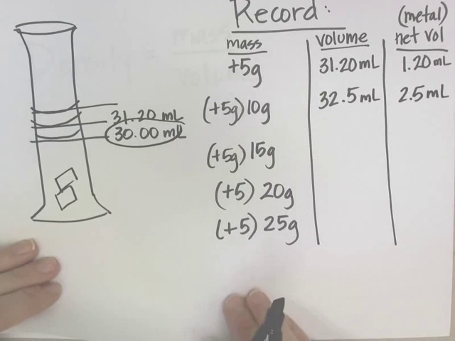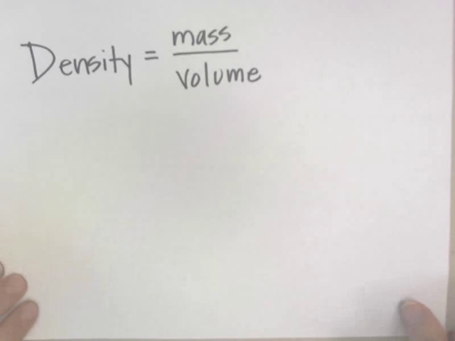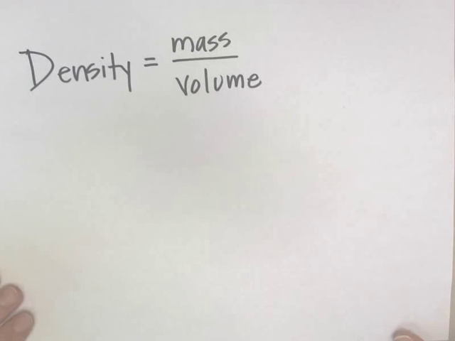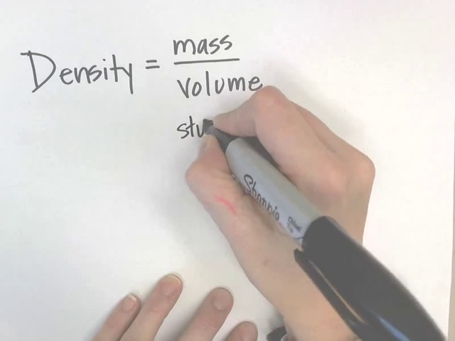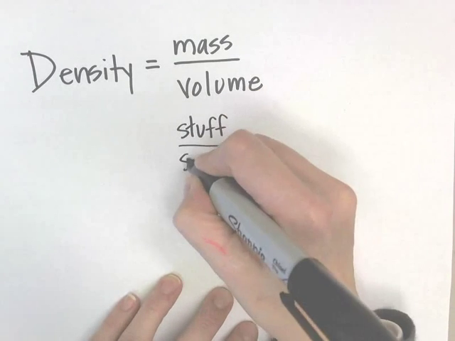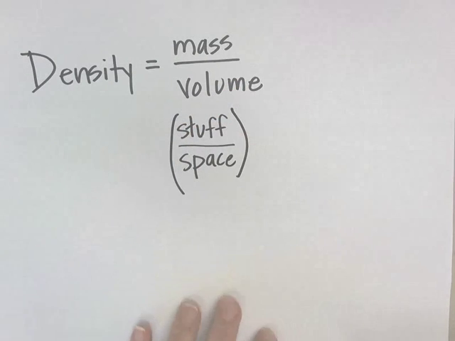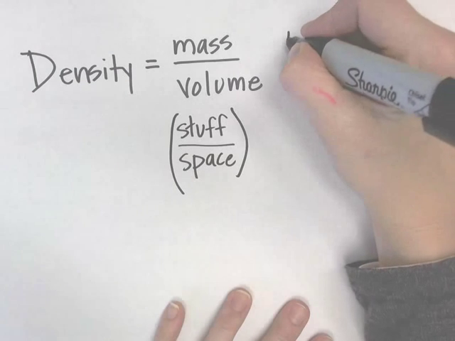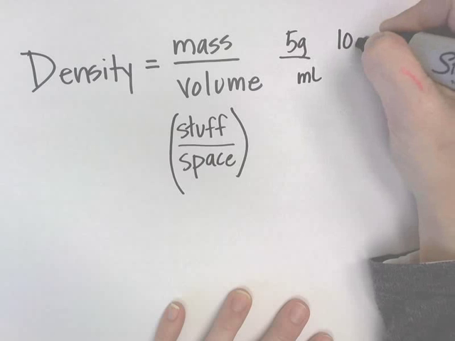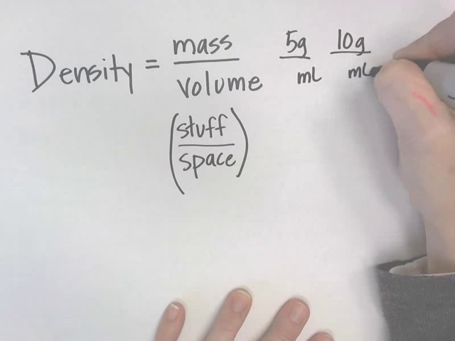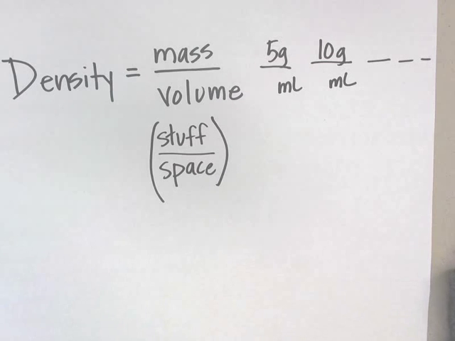Alright, so what are you going to do with this data once you have it? Density can be found by taking the mass of a sample and dividing it by its volume. So it's really how much stuff is packed into a particular amount of space. And you're going to have 5 sets of data. You're going to have the 5 gram mass and its volume, the 10 gram mass and its volume, and so on. So you'll have 5 sets of data.